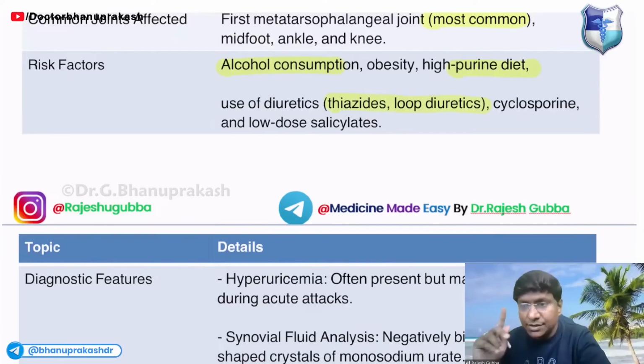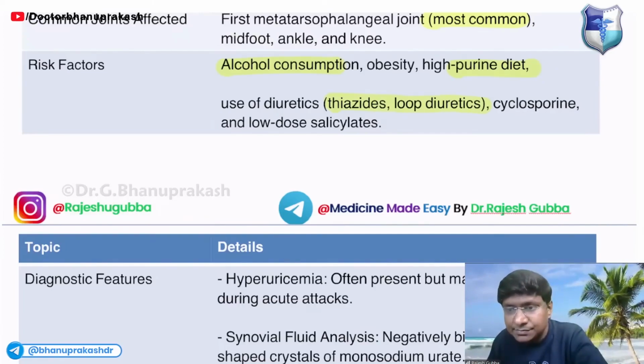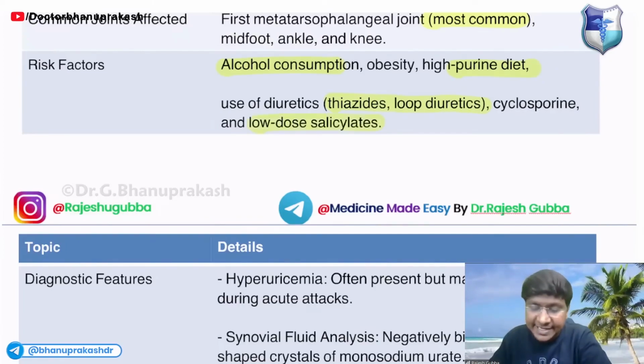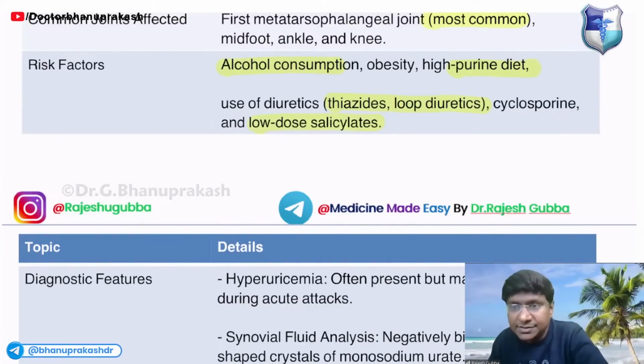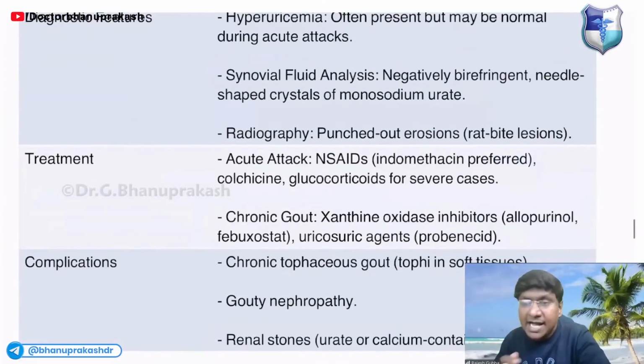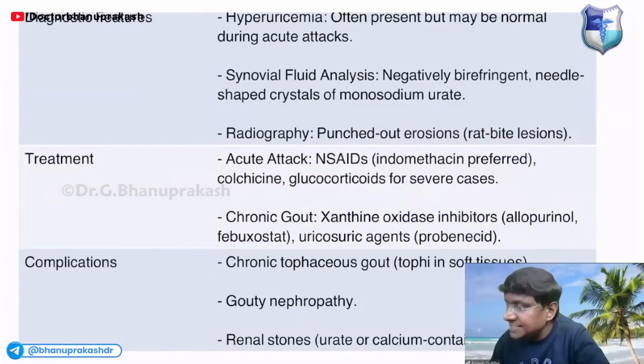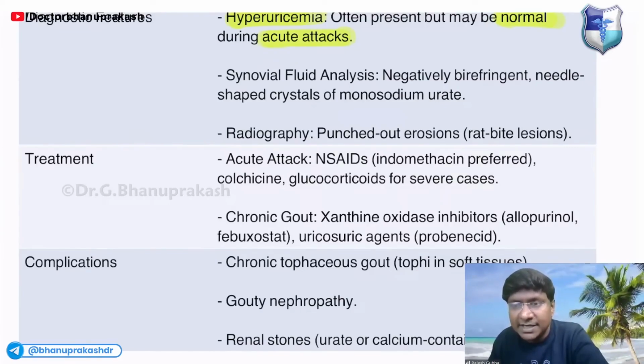Thiazides and loop diuretics increase uric acid. Low dose salicylates also increase the uric acid. So what is the diagnosis? Hyperuricemia. But we cannot consider hyperuricemia a definitive diagnostic test, because in some cases of acute attacks, the uric acid may be normal, right?